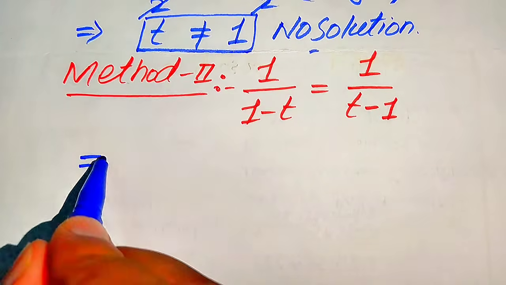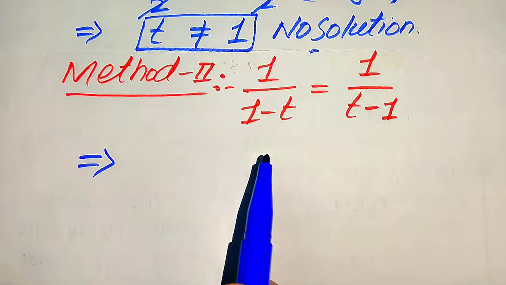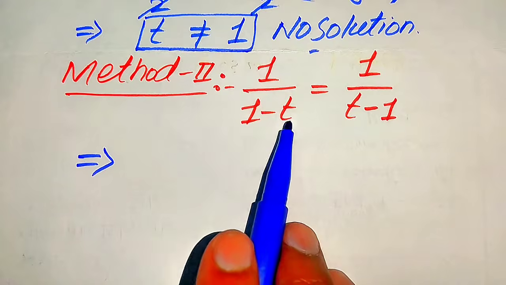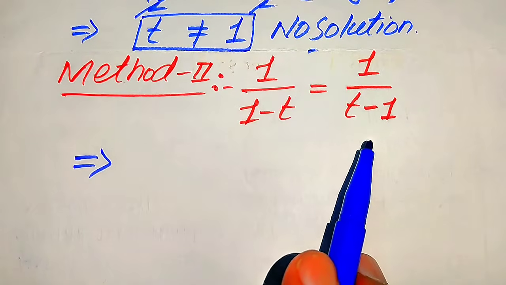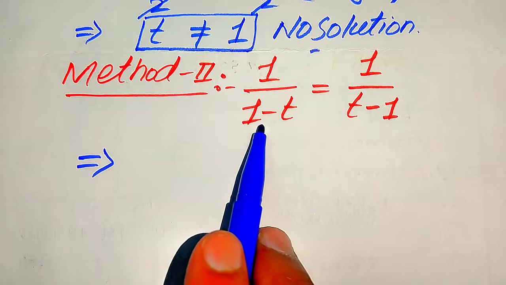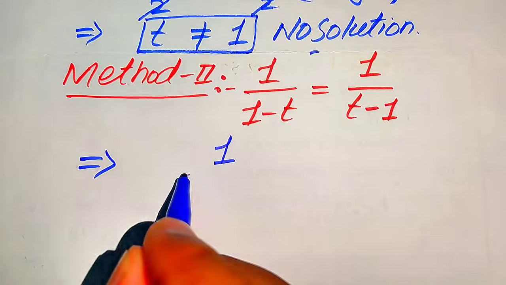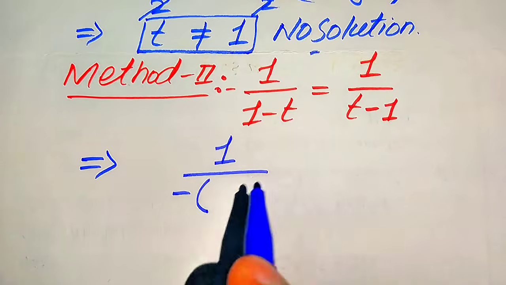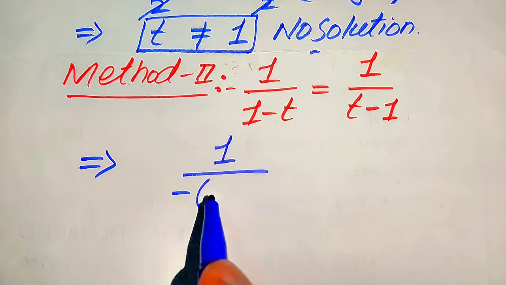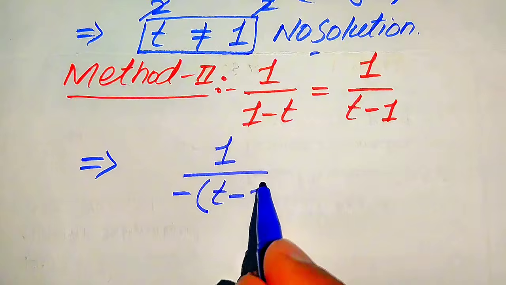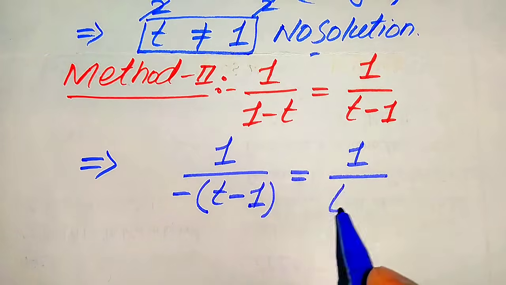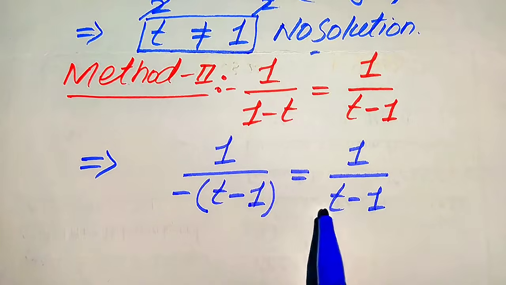So in order to take the LCM, first we need to make the denominators of both of these fractions the same. So you see here, the denominator of this term is 1 minus t, and the denominator of this term is t minus 1. So in order to make these two the same, here we need to take a common minus from the denominator term. When you take common minus from here, then minus t becomes plus t, and plus 1 becomes minus 1, and it is equal to 1 divided by t minus 1.